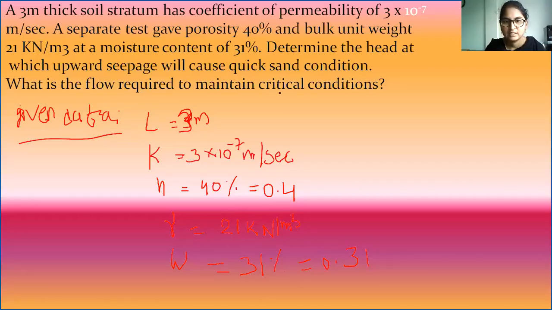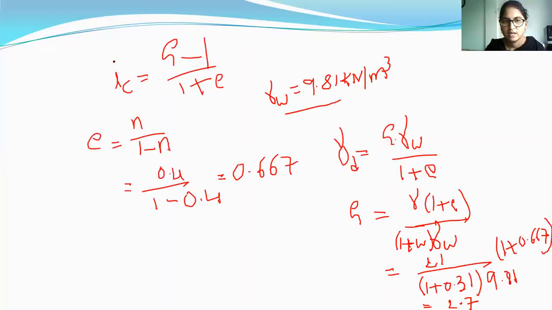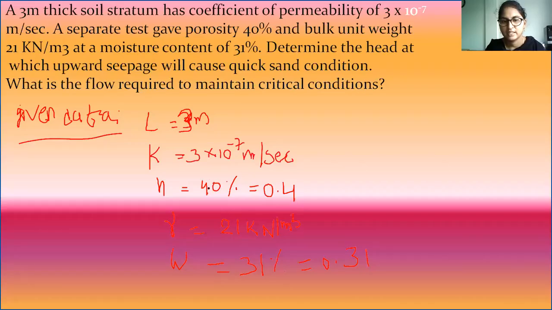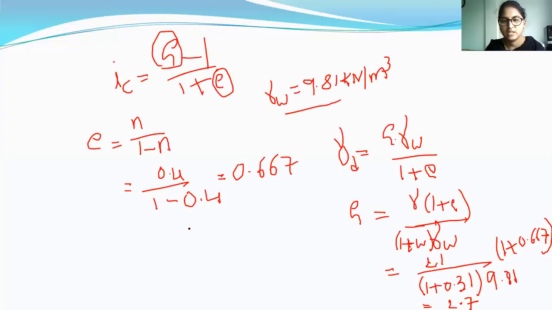Here we are calculating the critical condition. The critical condition formula is I suffix C is equal to G minus 1 by 1 plus E. But here the G value and E value are not given. But indirect values are given: the porosity value N is given, and the unit weight gamma value is given. So by using these two values, we can calculate the void ratio E and the specific gravity G value.